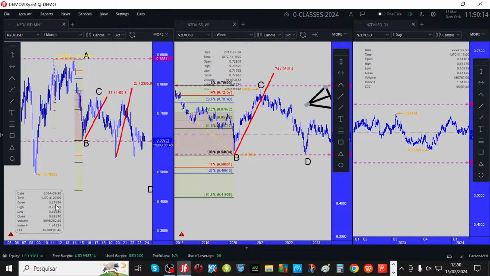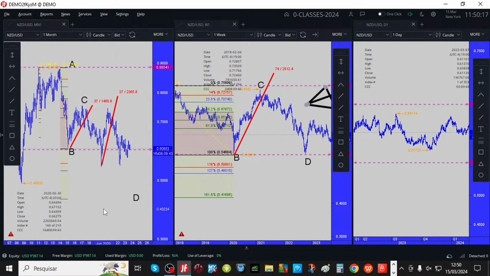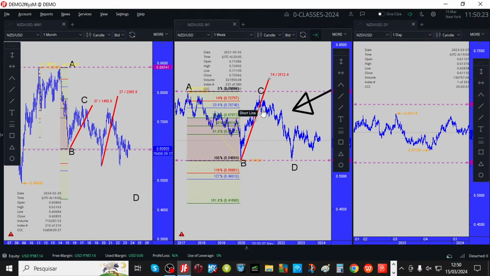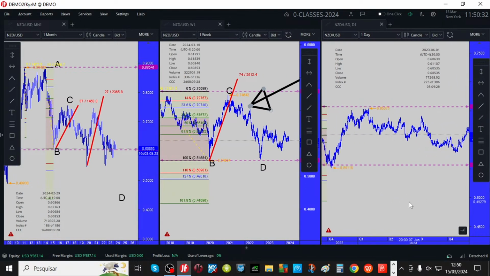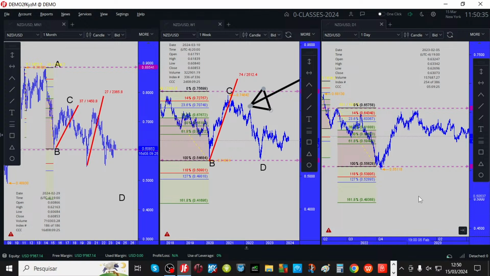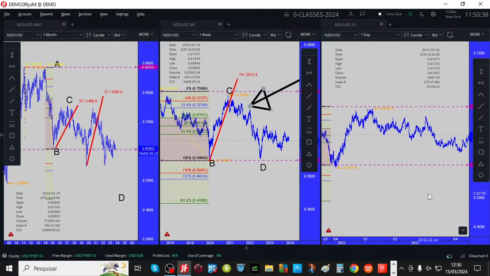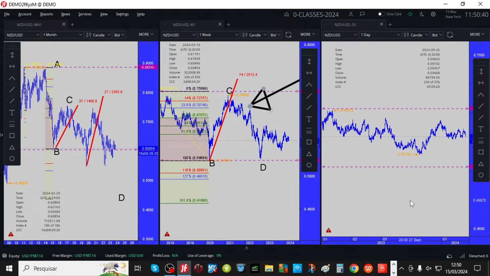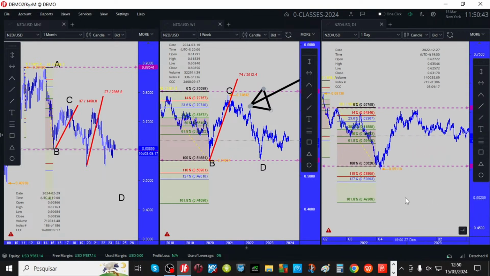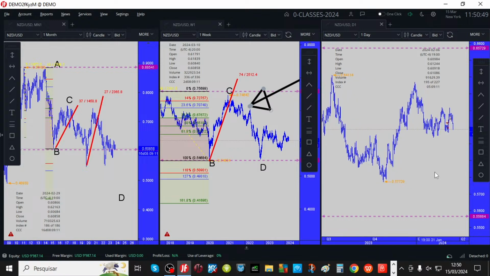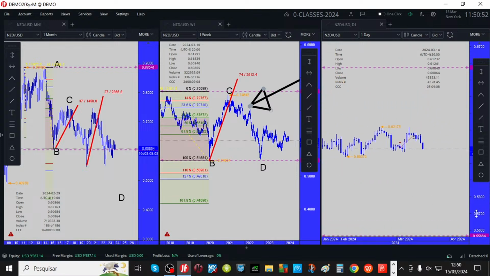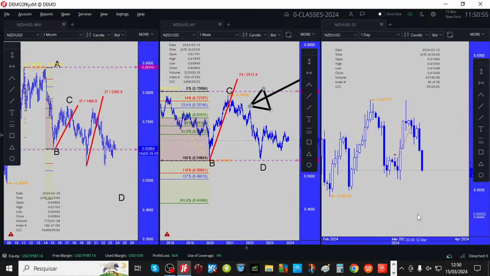If the monthly original Fibonacci is down, and you can see it on the chart, if the weekly Fibonacci is down, and you can see it on the chart, and if the daily Fibonacci is down, and you can see it on the chart, how should you trade the Fibonaccis? Up or down? It's Friday, right? Look what's happening Friday.